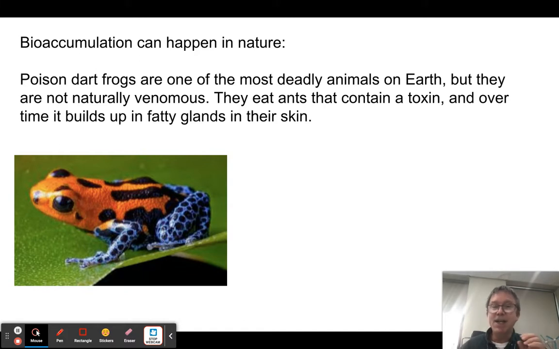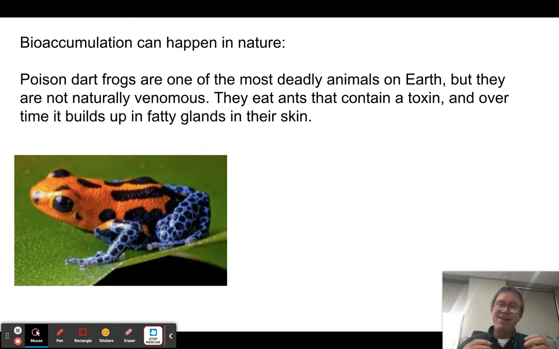What they do instead is they eat an ant, and this ant produces a particular type of toxin. That toxin accumulates in their body in these glands on their skin, and therefore if you eat the frog, you'll die. So things just don't eat the frog. They have this conspicuous coloration saying, hey, I'm poisonous, don't eat me. And it works, but it's stored in these fatty glands, so it's fat soluble. And again, it's not that persistent.